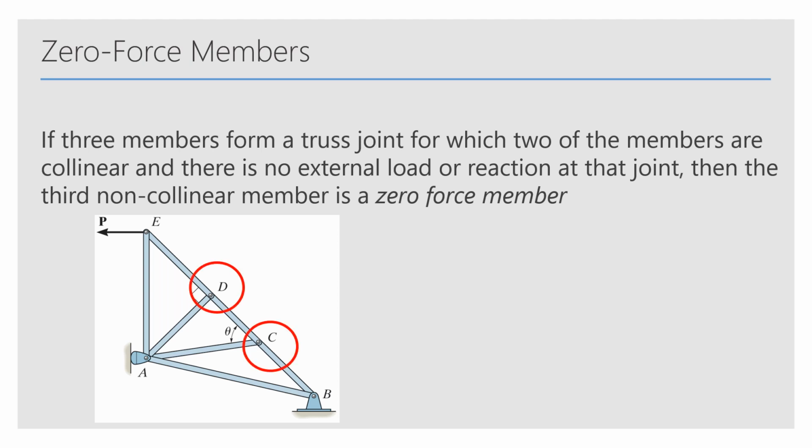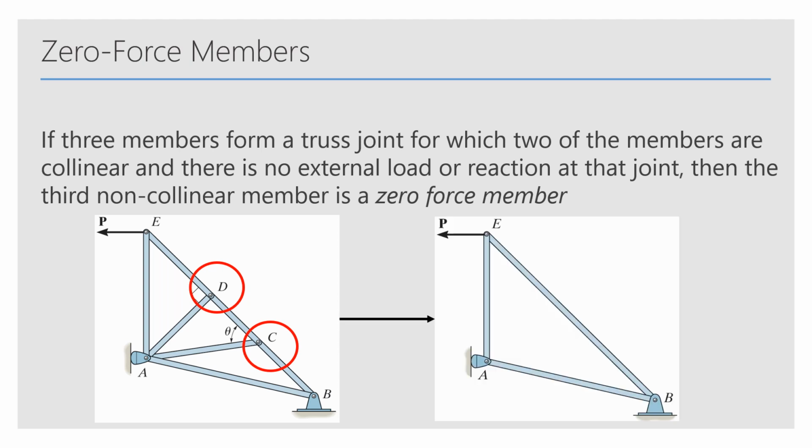So in this case, at joints D and C, we have the member from A to D and the member from A to C. This would give us a truss that looks like this, because the reason why member AD has zero force is that the forces along ED and DC are exactly collinear, and there's no other force to balance out the force in AD.